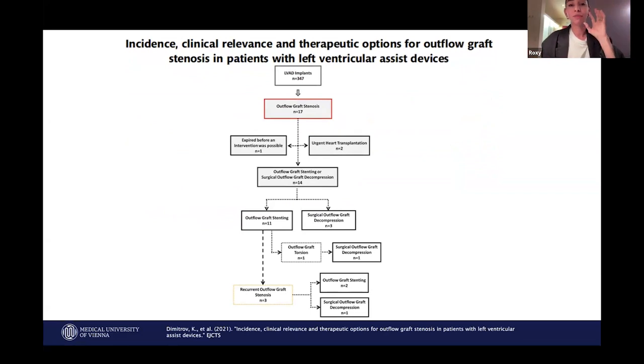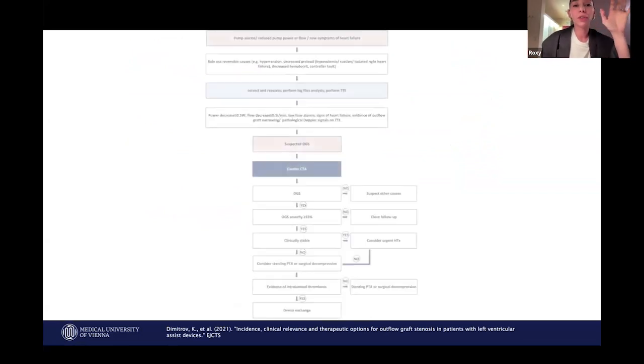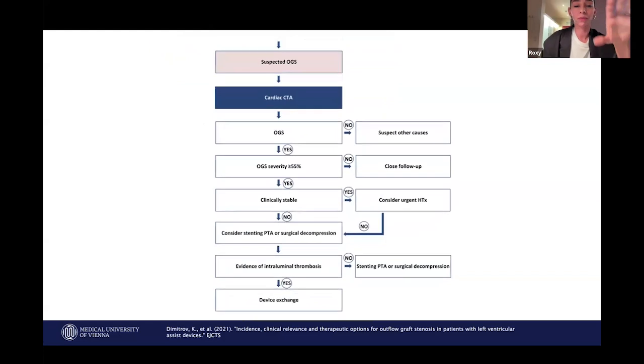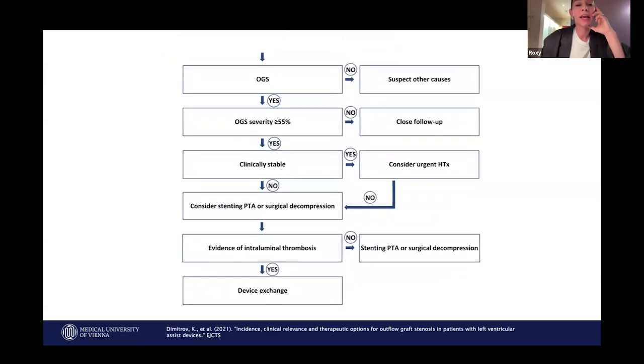So it goes in all directions. But what we learned from this is we really had made our own decision-making tree that helped us a little bit in what we should do. And what I want to focus on, because we heard a lot about diagnosis and everything, I want to focus on this part.